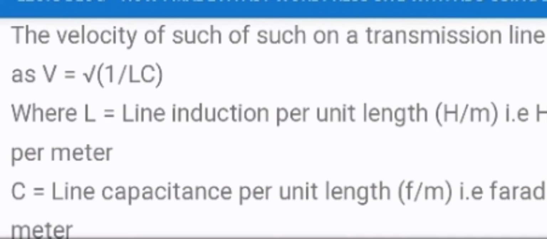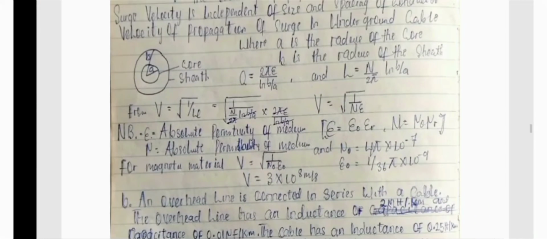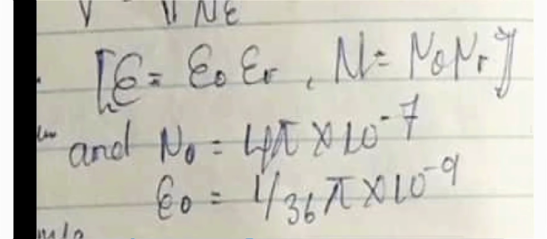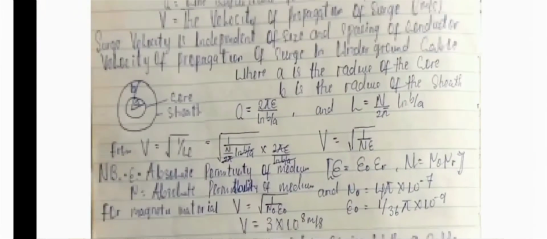Now we're going to look for the main purpose of this: that we calculate that the propagation in a concentric underground cable should be equal to the speed of light. So this is how we're going to solve it. L is line inductance and C is line capacitance, and the formula says V equals the root of 1 over LC.